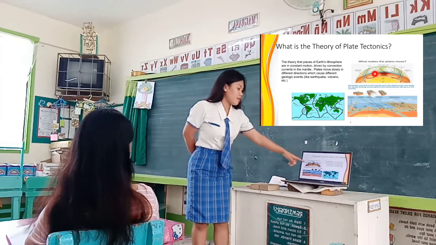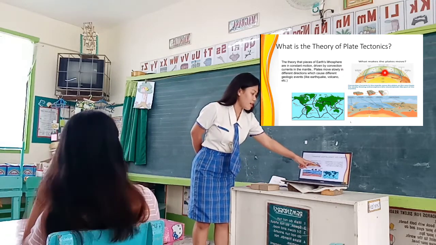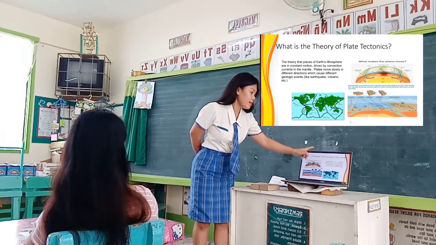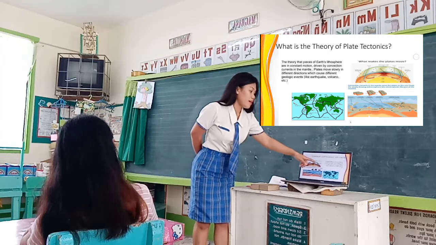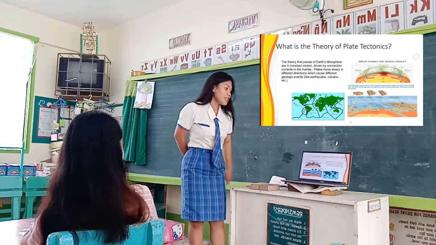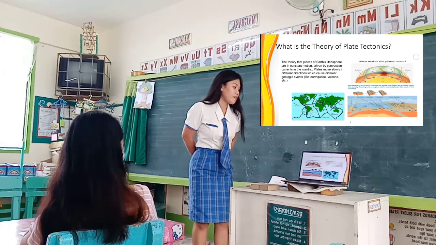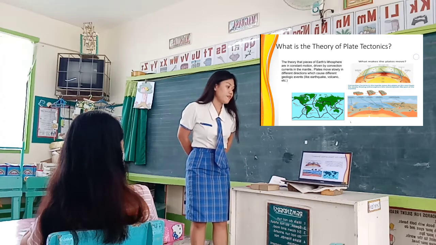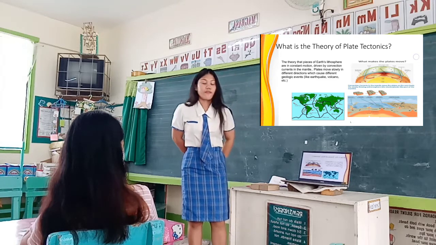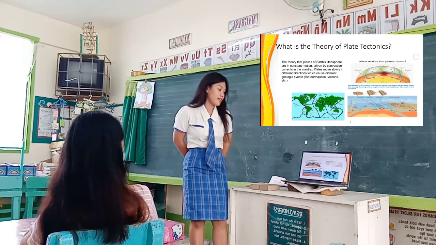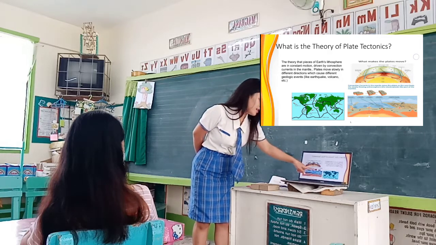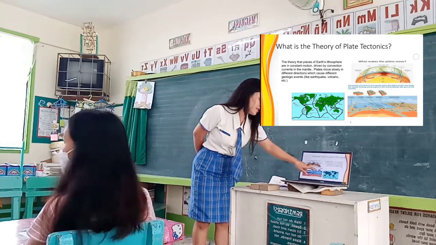As you see here, there is a convection current in the mantle that makes the lithosphere move in constant motion. Plates move slowly in different directions, which cause different geologic events like earthquakes, volcanoes, and so on. This you see here, these are the plates.